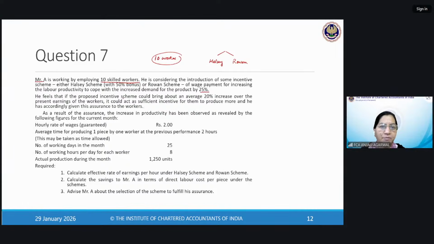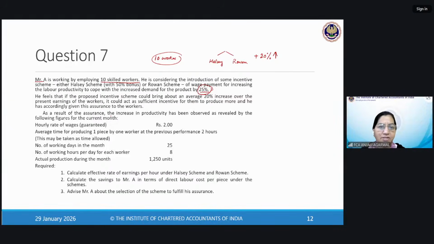So he feels that if the proposed incentive scheme could bring about an average of 20% increase over the present earnings of the worker, it could act as a sufficient incentive for them to produce more, and he has accordingly given the assurance to the workers. So firstly, there are 10 workers. We are thinking of employing Halsey and Rowan, but we have guaranteed that this will increase their wages by at least 20%. And he thinks if this is what I guarantee, they will give me a productivity of more than 25%.